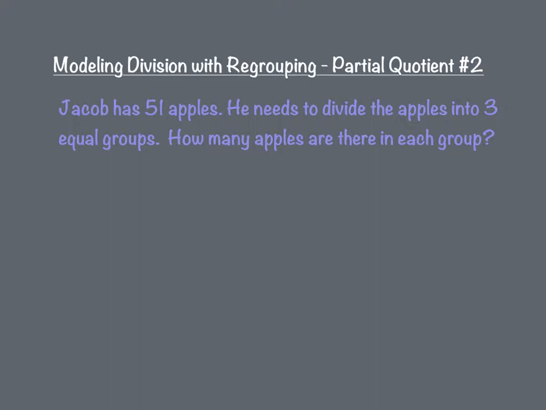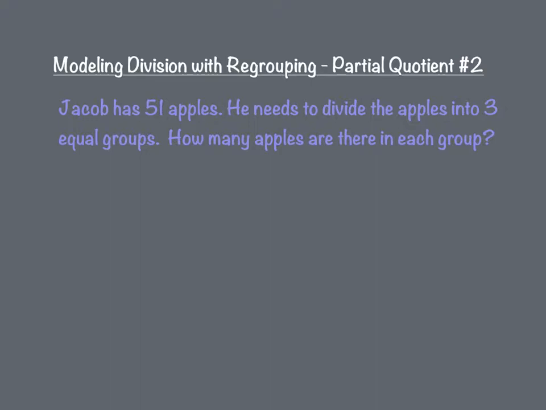It says, Jacob has 51 apples. He needs to divide the apples into 3 equal groups. How many apples are there in each group? Okay, we start with our mind movie. We read it one time. We have to read it a second time, and that's when we create the picture in our mind.